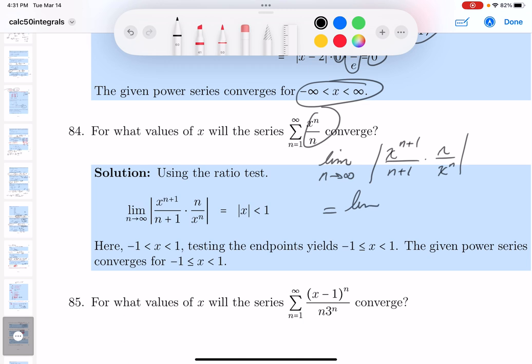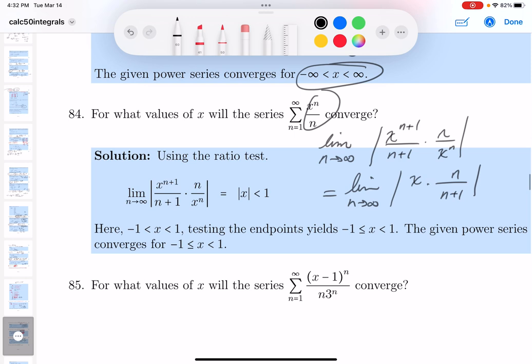Limit n goes to infinity. It's going to be x times n over n plus 1. And if I did that limit, I want that limit certainly to be less than 1. And looking at it, what do I get? I actually just get the absolute value of x, because as n goes to infinity, n over n plus 1 goes to 1, less than 1. So what I'm seeing over here is the x has got to be between 1 and minus 1.